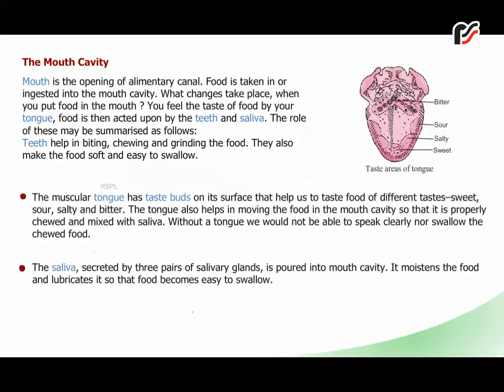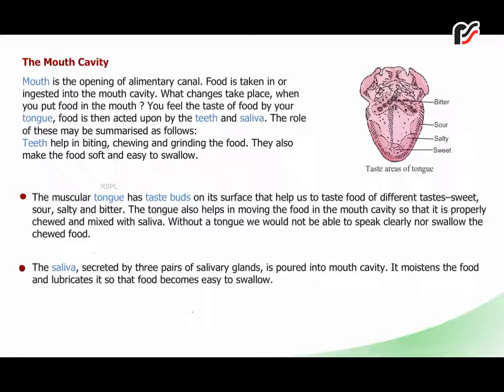The muscular tongue has taste buds on its surface that help us to taste food of different tastes: sweet, sour, salty, and bitter. The tongue also helps in moving the food in the mouth cavity so that it is properly chewed and mixed with saliva. Without a tongue, we would not be able to speak clearly nor swallow the chewed food.